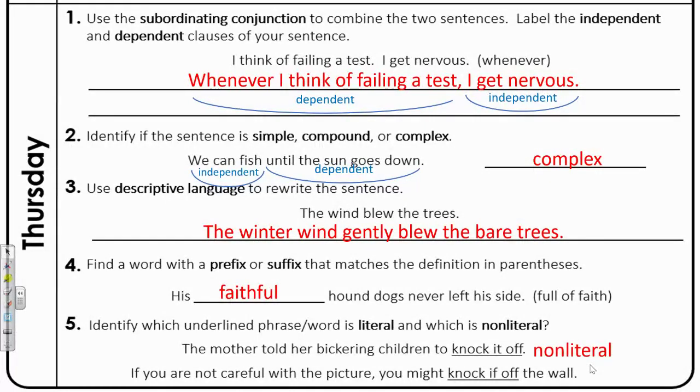But you'll see in the second sentence, if you are not careful with the picture, you might knock it off the wall. In that instance, you might literally or actually knock it off the wall. So in that instance, knock it off is a literal phrase.